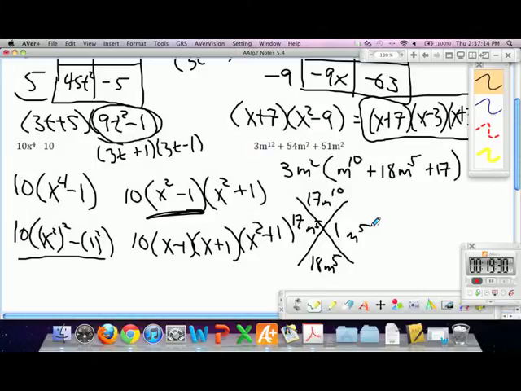So if you box and diamond this, you get... I don't even know what that means. But now you can play the factor by grouping game.